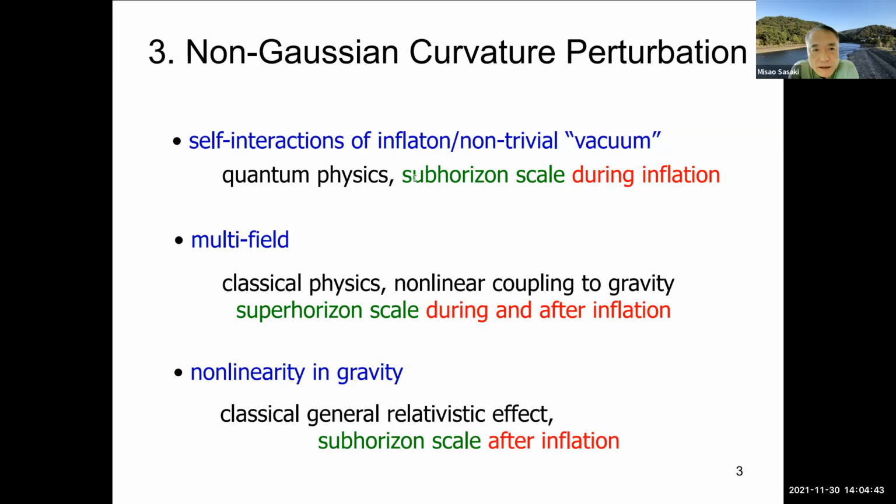Now, about the origins of non-Gaussianity, there are several possibilities. Of course, I'm not exhausting all the possibilities, but the ones most commonly thought of. One is self-interactions of the inflaton or some non-trivial vacuum. But anyway, this is quantum physics. So when it comes to quantum physics, of course, it originates from some causal dynamics. So it must happen on scales much smaller than the Hubble scale. So this is sub-horizon scale quantum dynamics.